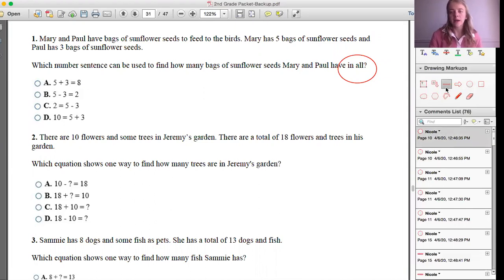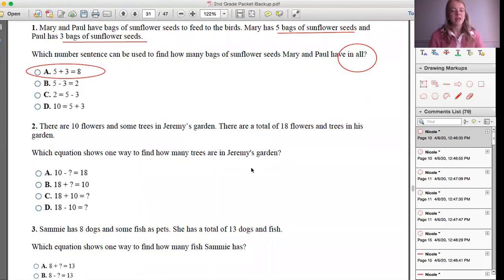So let's go back into the sentence and underline the information we need to know. We need to know 5 bags of sunflower seeds, and we need to know 3 bags of sunflower seeds. So again, in all, add 5 bags, 3 bags. 5 plus 3 equals 8. You should have marked A.